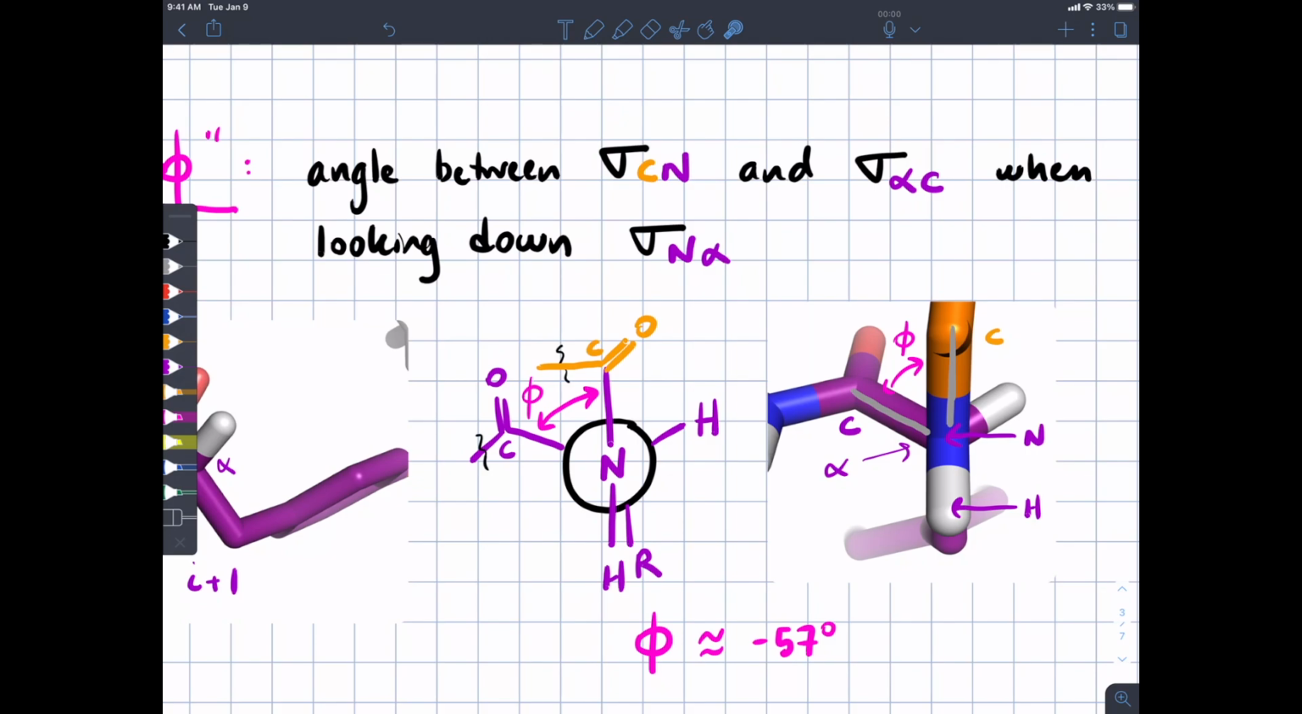The question is, is it better or worse than the alternatives? You can imagine if you started twisting around this bond and bringing that carbonyl carbon down this way, eventually you're going to get close to the side chain. And these side chains are often quite big, so you're right, what angle should you adopt? There are many of them that can be adopted here. I guess the interesting question to ask is, why does it do this?